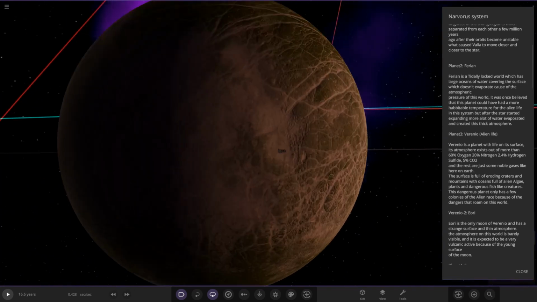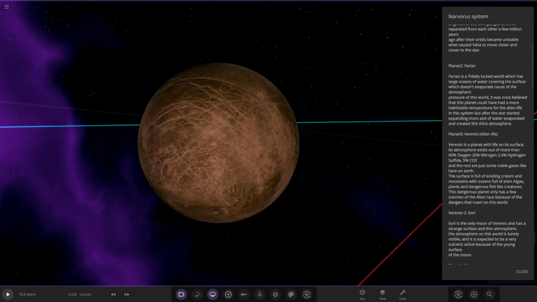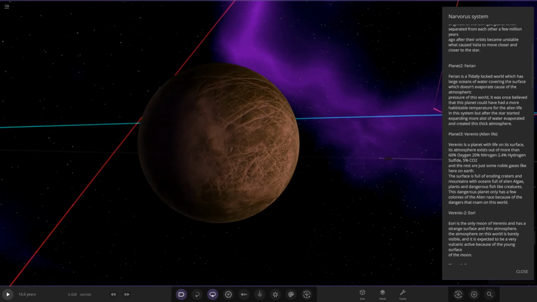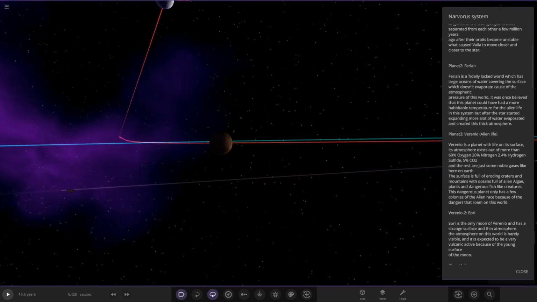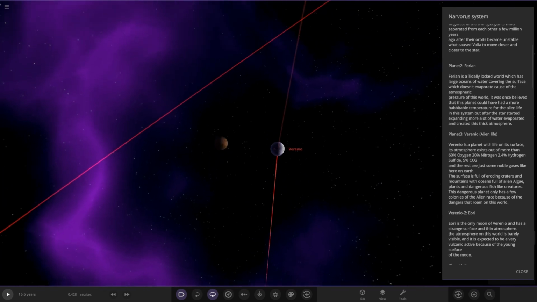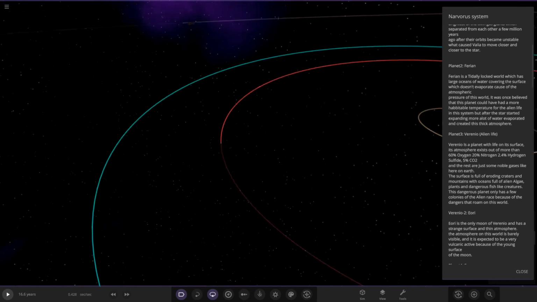Okay, so Iroli here. I hope I'm saying that right. Looks like it's a version of Europa. It's the only moon of Verneo and has a strange surface and thin atmosphere. The atmosphere on this world is barely visible and it is expected to be very volcanically active because of the young surface of the moon. Okay, cool. So there it is. Cool. There's a planet above it there. So good stuff there. Cool, cool.